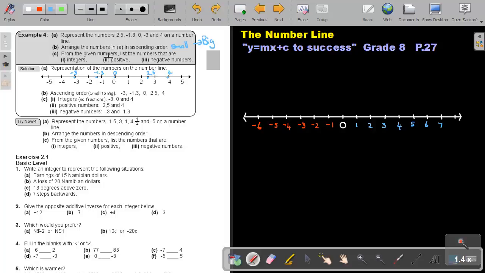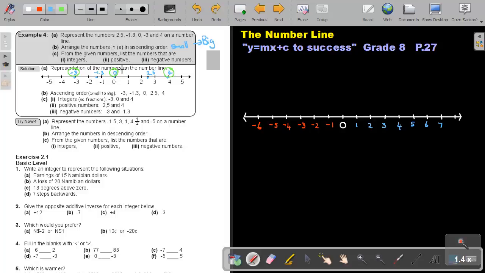Now, from the given numbers, list the numbers that are integers. Now, what will be integers? Integers, there are no fractions. So, it's just whole parts. So, if you look at the integers, it will be negative 3, 0, and 4. Negative 3, 0, and 4. And then my positive numbers. What will be my positive numbers? My positive numbers, it can be fractions.